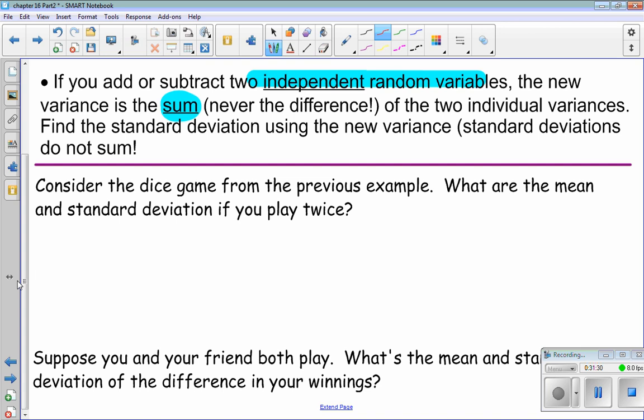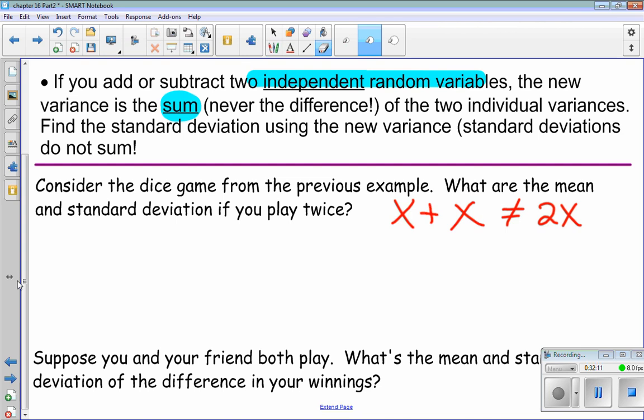Consider the dice game from the previous example. What are the mean and standard deviation if I play twice? Which means that I am multiplying by a constant of 2? No. Playing twice, multiplying by a constant of 2 would be doubling the points, right? That's what I did before. Playing a game twice, we're going to define it as X plus X. I played it once, and I'm playing it again. X plus X in the world of random variables is not twice. They're not the same thing. It's not algebra. You learned this to be true in algebra, but not here.